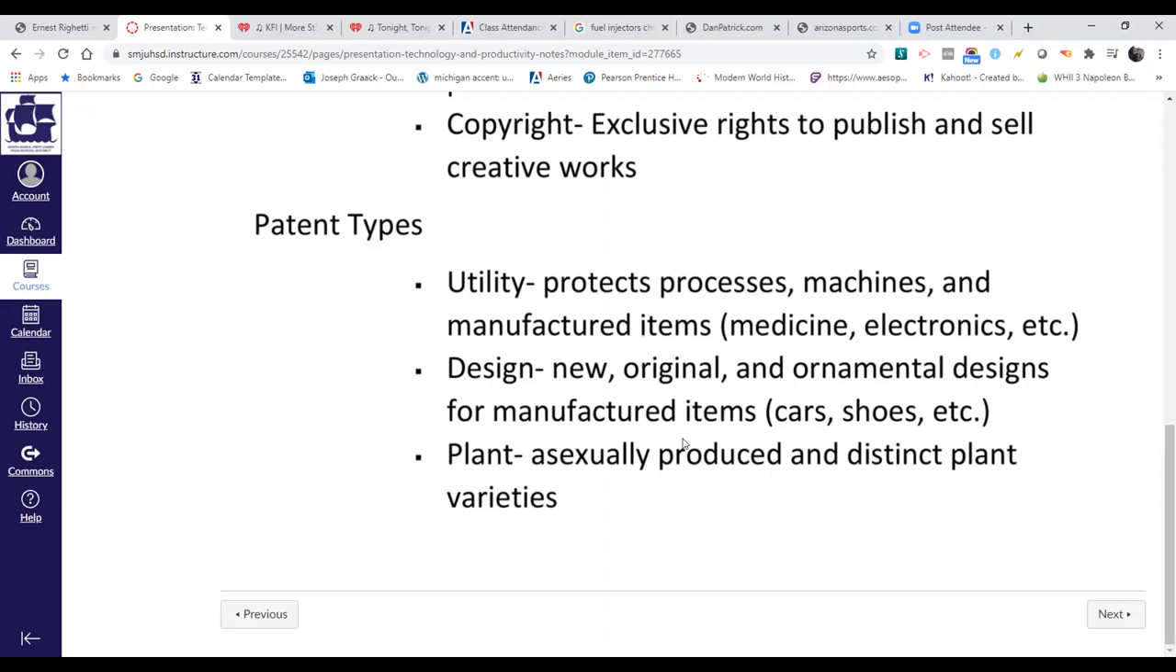The copyright allows you to exclusively publish your creative works. So that's where we get the television shows, the movies, etc. So you want to make sure that you know the difference. When we talk about a utility patent, all of these pharmaceutical companies that are developing medicines usually get 7 years before somebody can have a generic medicine that matches what they produce. So they basically get 7 years to produce and profit off of that exclusively.